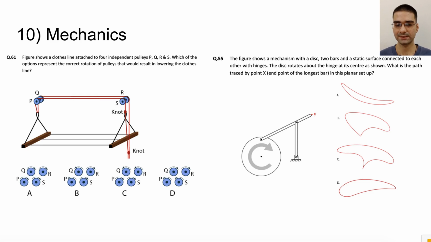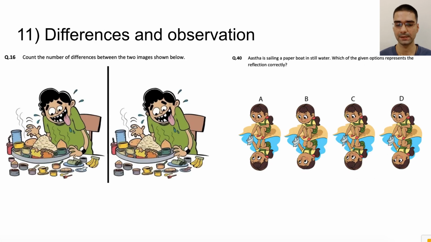The next is mechanics. Mechanics are basically the motion of different objects and their association with each other. These problems can be solved by visualization. However, knowing the concepts of mechanism, such as what moves and in what direction, you will be able to solve these problems with relative ease. Next, the 11th one is difference and observations.